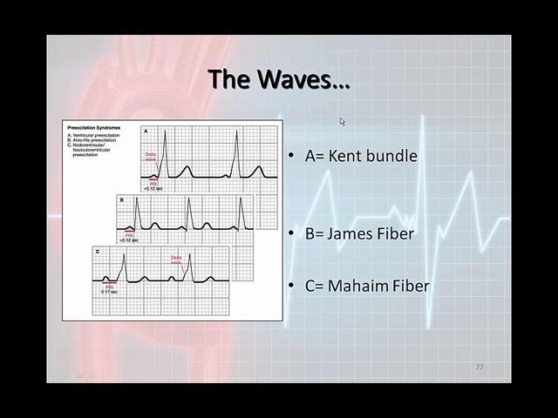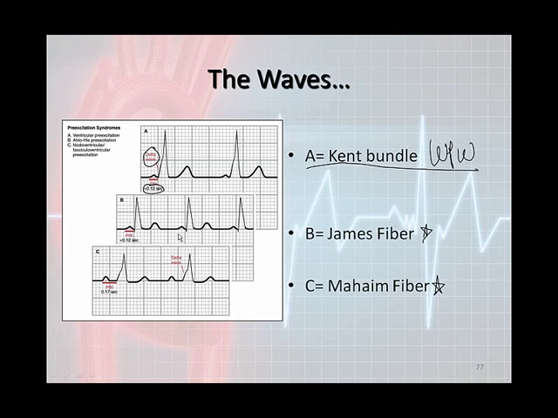So here are some examples of the Kent bundle, James fiber, and actually the Mahaim fiber. The Kent bundle, as you can see, actually causes the WPW with the delta wave, which, by the way, is the most common accessory pathway right here. These aren't quite as common, but they are still there. It's a possibility. But anyway, this is the most common. Criteria for this, just make sure you understand less than 0.12 seconds, which means you're going to have a shortened PR interval and a delta wave.